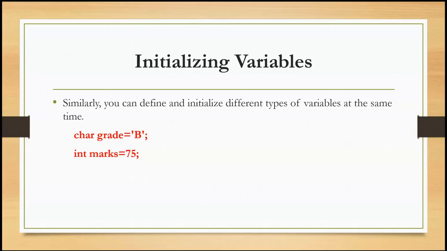Similarly, we have another statement int marks equals 75. This means that the value 75 will be assigned to the variable marks, okay? Next statement is float GPA equals 3.0, which means that the value 3.0 will be assigned to the variable GPA, okay? So as you can see, all these statements end with semicolon, okay? All the statements in C language must end with semicolon, otherwise the compiler will flag an error.